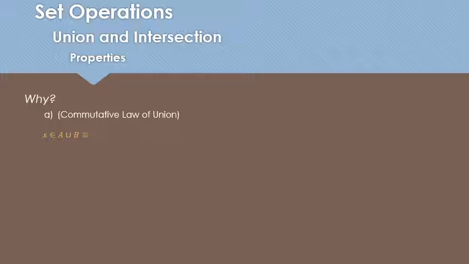So commutative law of union, we know that the definition of union is that it's the collection of all x such that x is in A or B. So here I'm just writing the definition of union out. Notice I'm starting with the statement that describes what it means to be an element of the union and then writing out what the definition for that is. So now we have the definition of union down, x is in A or x is in B.